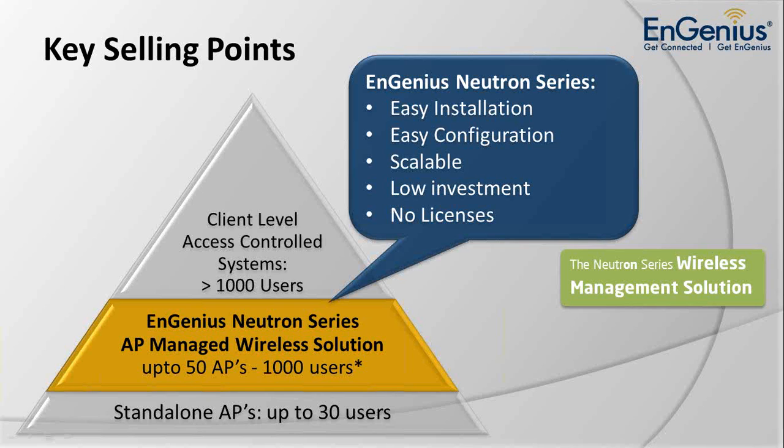So if you look at this picture here, I made this triangle, this pyramid here, and on the bottom we have the standalone APs, which is our legacy product. And on top, we have the client-level access-controlled systems, which are managed by a very advanced client-level controller using, for instance, Ruckus access points or other high-end Cisco access points. These systems are very costly and not easy to manage. You definitely need an external party to set up, maintain and monitor the system.